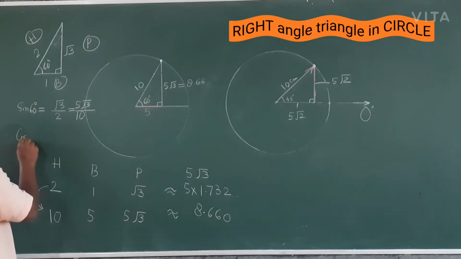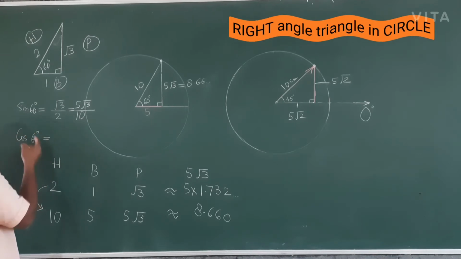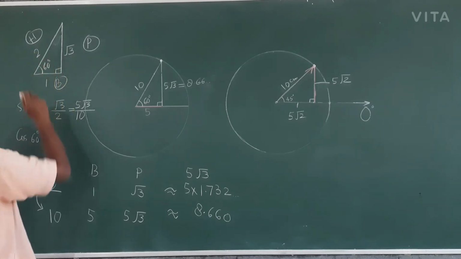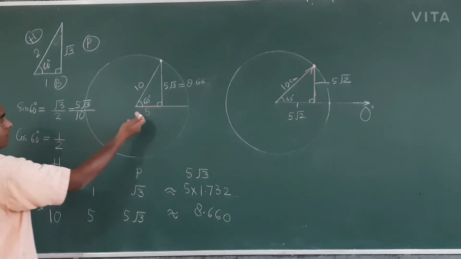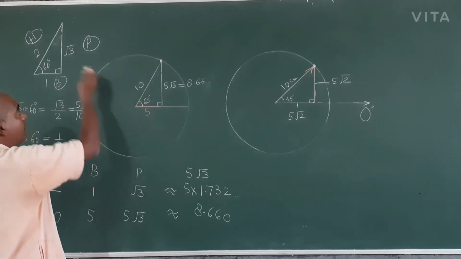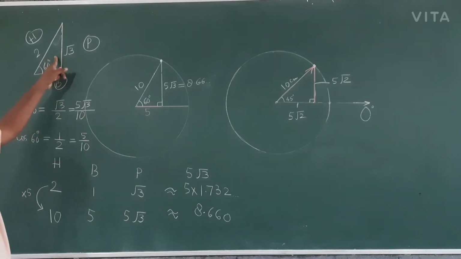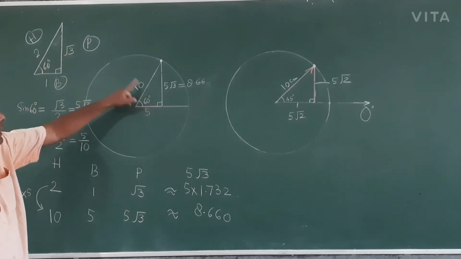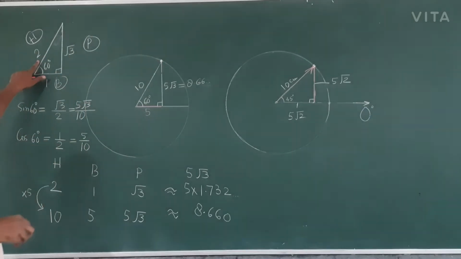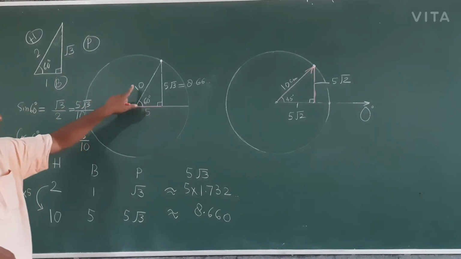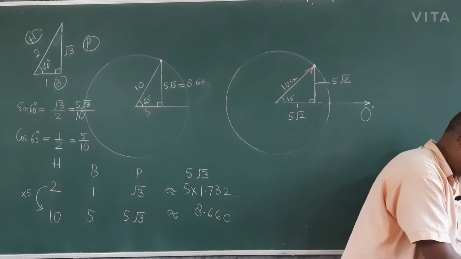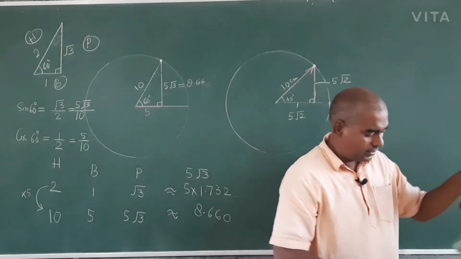Cos 60 is equal to base by hypotenuse, which is 1 upon 2. See here, 5 upon 10 means the same. This is the unit right angle triangle and this is 5 times of that one. This is 5 times because the hypotenuse was 2 and I have taken the hypotenuse as 10. So this is the bigger triangle. Bigger and similar triangles, as I have shown earlier in my classes.